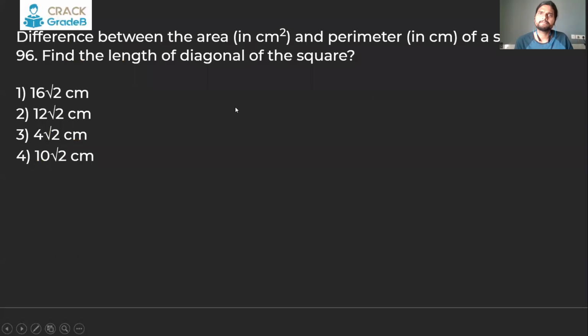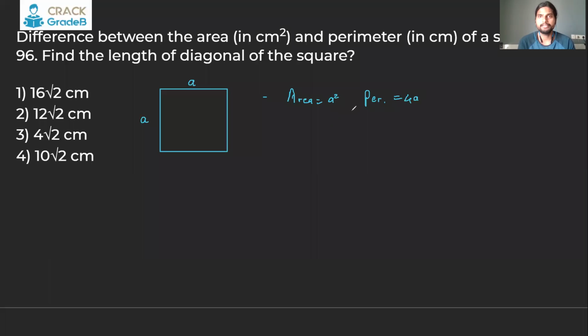Let's see some important questions. First, the difference between the area and perimeter of a square is 96. Find the length of the diagonal of the square. So if you know the formula, you don't even have to draw the diagram. I'm drawing for your convenience, but you don't have to draw the figure. If this is a square, the sides are a, its area is a square, and its perimeter is 4 times a. They are saying the difference between these two.